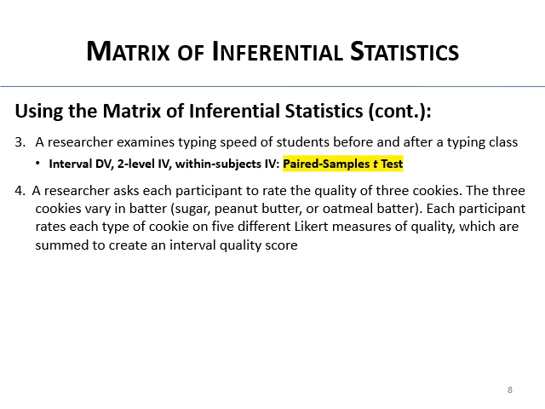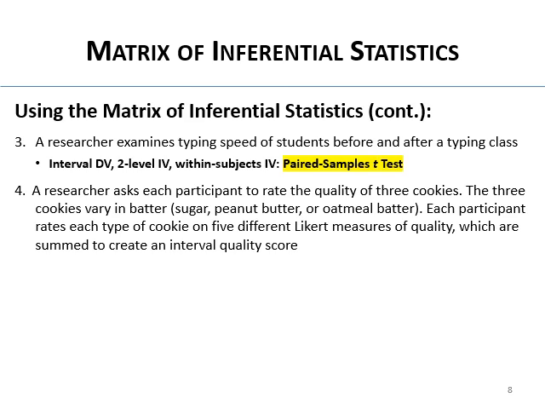Okay, a long one. A researcher asks each participant to rate the quality of 3 cookies. The 3 cookies vary in batter. They could be sugar, peanut butter, or oatmeal. Each participant rates each type of cookie on 5 different Likert measures of quality, which are summed to create an interval quality score. All right, the DV is quality score, right? And it's the average across a couple of Likert 1 to 5 items, how flavorful it was, etc. So that's our DV.